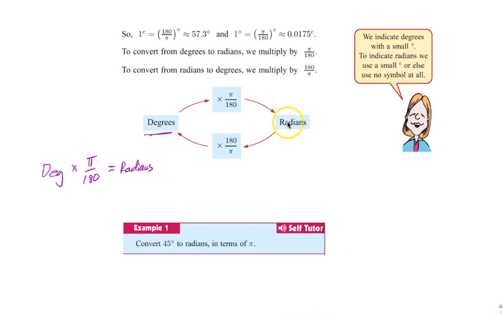If you're going the other way, if you have radians, which is probably the way most people start off going, it's like, okay, I have radians. What does that mean in degrees? Everybody can't picture it. Well, if you have radians, it's the opposite. You're going to multiply by 180 over pi to get degrees.